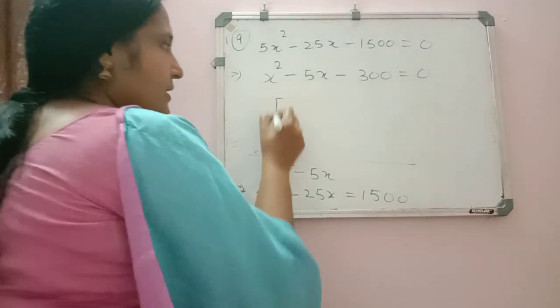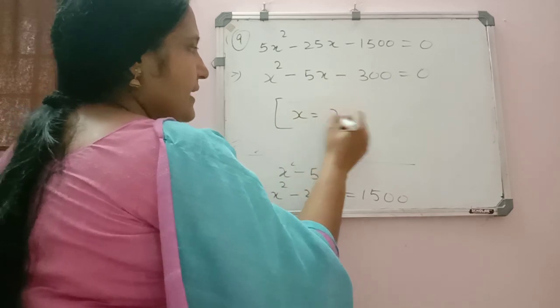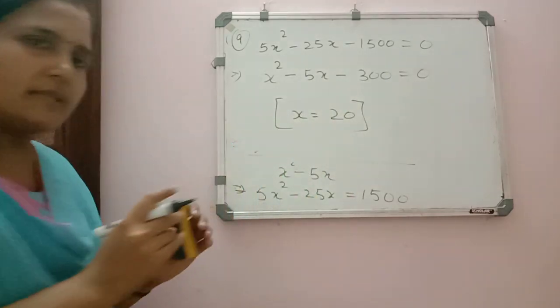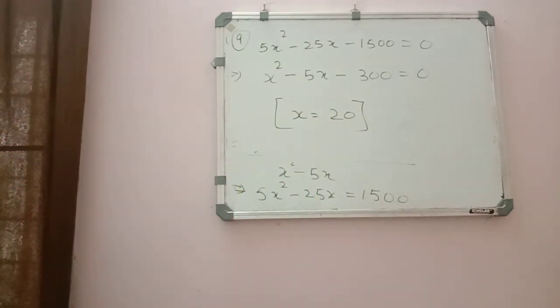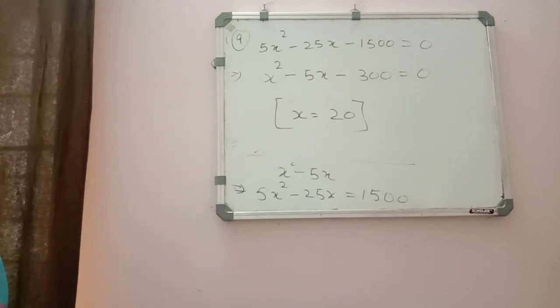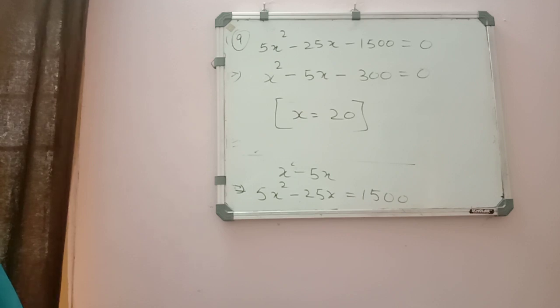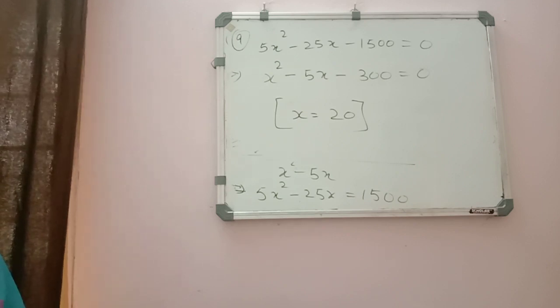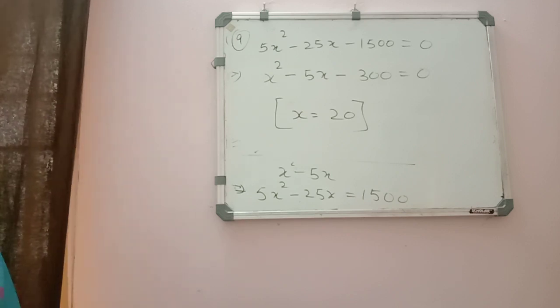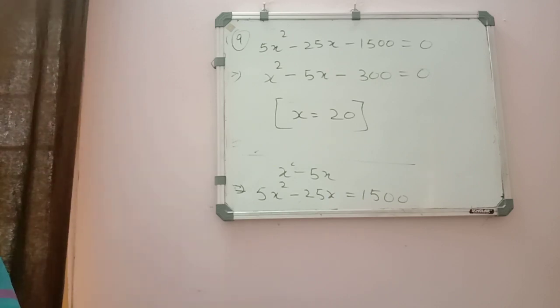So when you solve the quadratic equation, you will get the value of x as 20. So write down the answer statement: the original price is 20 rupees. Hope the method is clear to you. Some more questions of the same type we will discuss.